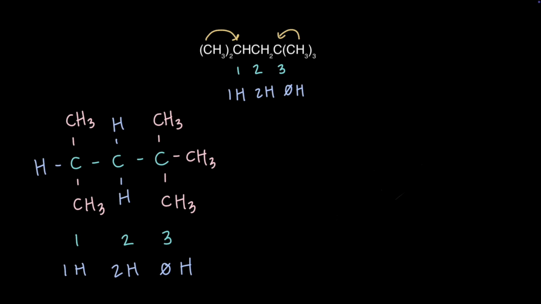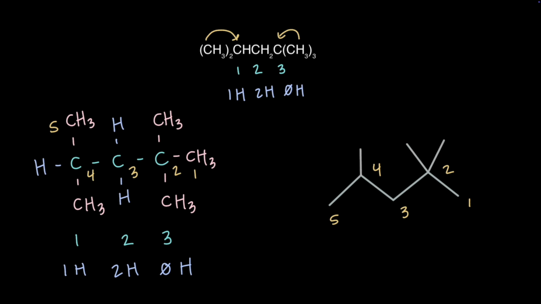Next, for the skeletal structure, I can find the longest parent chain and number for the lowest substituent positions. There are 5 carbons in the longest parent chain, and if I start numbering from the right-hand side, I will have the lowest numbered substituent groups as 2,2,4. Drawing the skeletal structure, I will have the 5 carbons with 2 methyls at C2 and 1 methyl at C4. The skeletal structure is now completed.